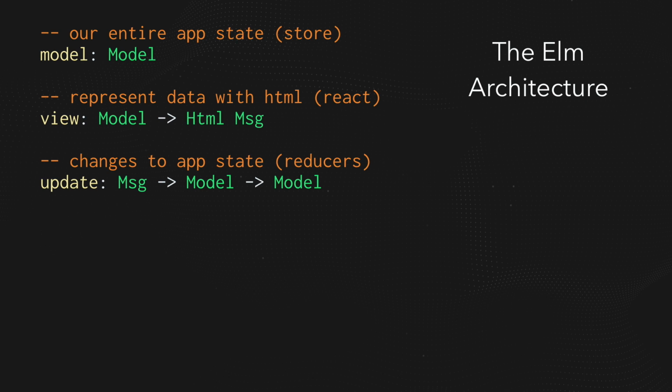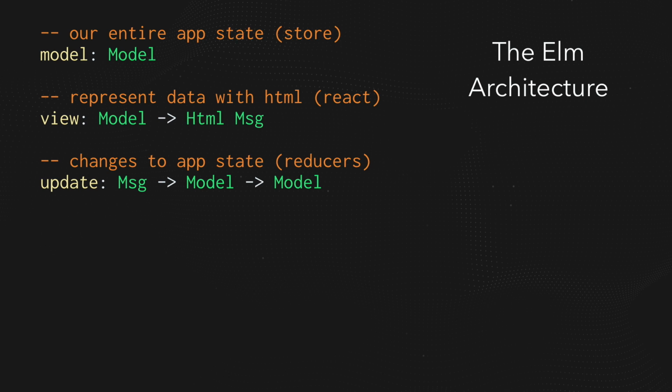And lastly, you need to change your data whenever something happens in your app. Maybe your user times out, your user clicks on something, you receive a response from the server, whatever. And that's the update function. So that's basically all of the reducers in your React Redux app. So you would accept a message, which is all of the things that can happen in your app. And then you accept the old model, like how was the world before this thing happened, and then you return the new model. So it's basically the reducer of Redux.